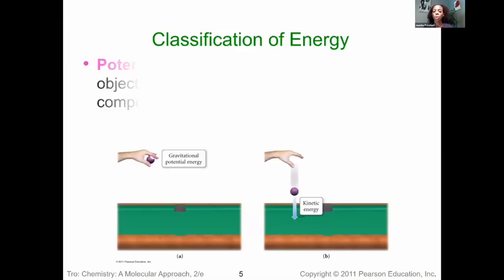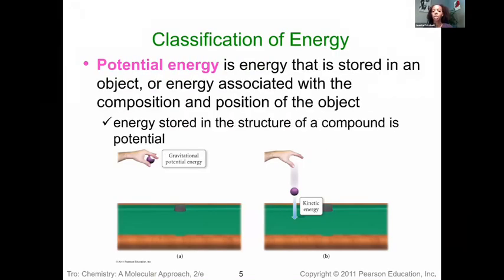The other main category of energy that we talk about is potential energy. Potential energy is the energy that is stored in an object, or an energy associated with the composition and position of the object. So it's the amount of energy that's internal, innate to that object. We're going to learn that a lot of that has to do with the types of chemical bonds found within that structure. Just like we discussed before, you can transfer from one form of energy to another, in this case, going from potential energy to kinetic energy by allowing that ball to be placed into motion.